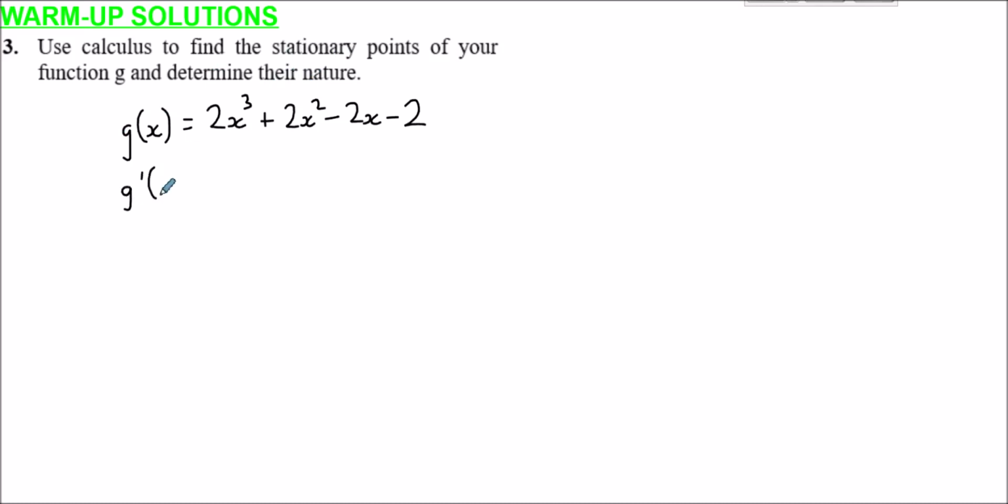So if we do g dashed of x now and differentiate each term step by step, this one here, the 3 comes to the front and multiplies the 2, which gives us 6x. The 3 drops down by 1 power to power 2. In the same way, 2x squared becomes 4x, minus 2x becomes minus 2, and any constant term disappears. And so g dashed of x is equal to this. And that's going to equal 0 at stationary points.